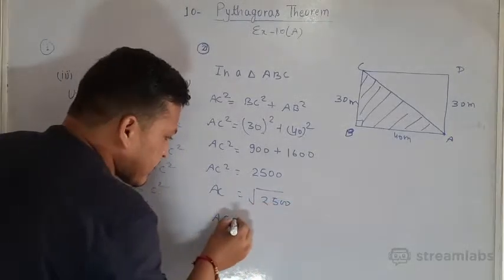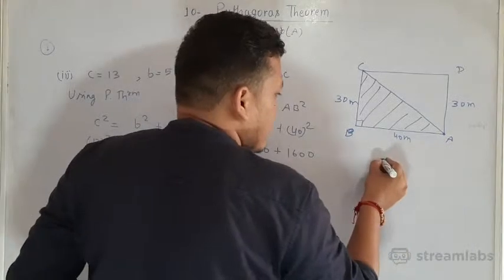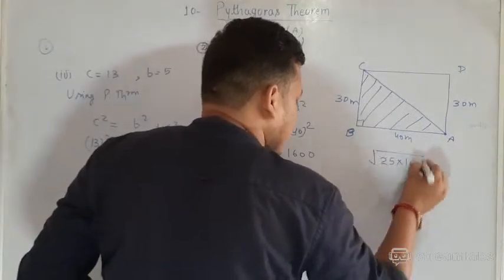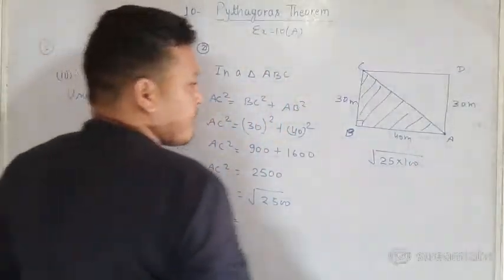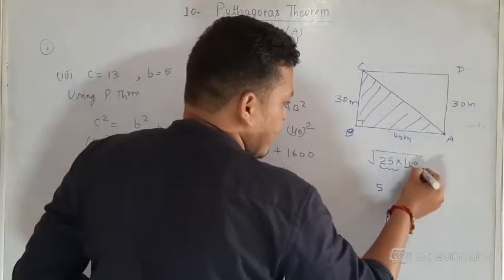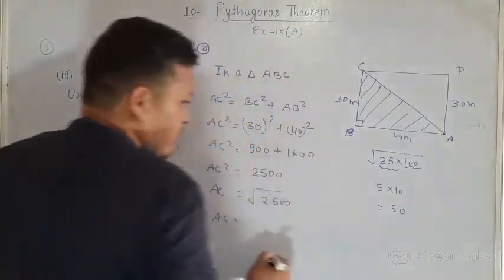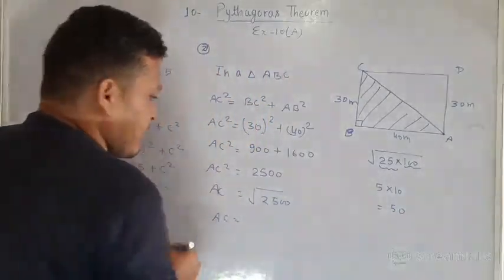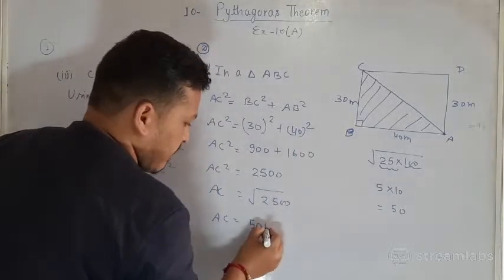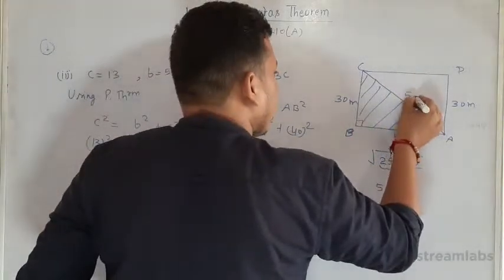तो when you calculate the root of 2500, बहुत सारे बच्चे रूट निकालना स्टार्ट कर देंगे. No sir, can we just write in the form of 25 into 100? Yes sir, we can. What is the square root of 25? 5. What is the square root of 100? It is 10. So it will be 50. 50 times 50 is 2500. Okay, and answer in the form of meter. So AC is equal to 50 meter.